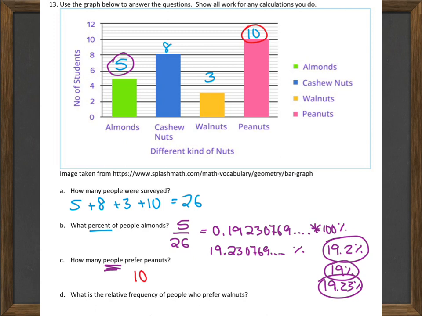Then it says what is the relative frequency of people who prefer walnuts? So it looks like there are 3 people who prefer walnuts out of a total of 26. Remember, you can express your relative frequency as a fraction, a decimal, or percent. This one does not specify, so let's just for fun do all 3. We've already done the fraction. To get the decimal, we just do 3 divided by 26, and that gives us about 0.12 in our calculator, which is about 12%. So that would be your relative frequency. If it doesn't specify, you can use any of those to represent the answer.